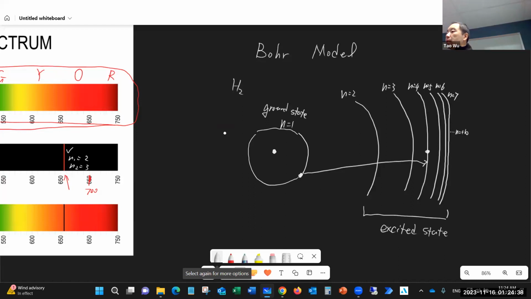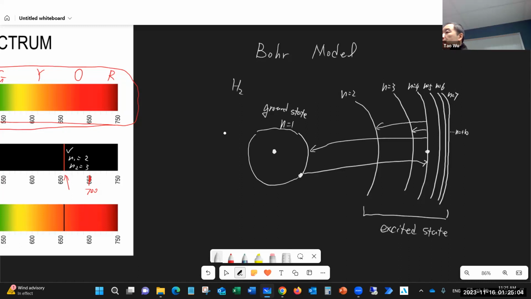But it doesn't mean the electron will jump directly back to n equal to 1. Sometimes they can jump back to any other level, as long as it's lower than the highest level they jumped to. They can go back to level 3, or level 2, or eventually go back to level 1. That makes sense? Okay.